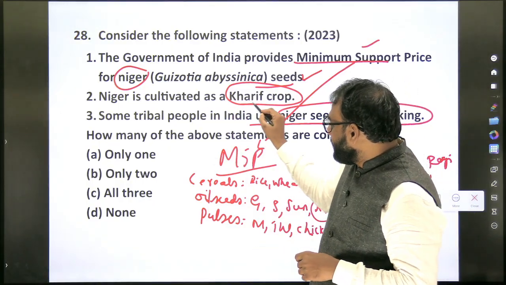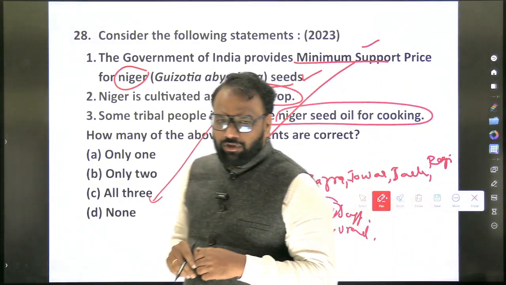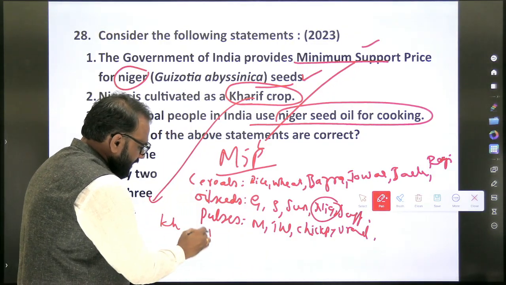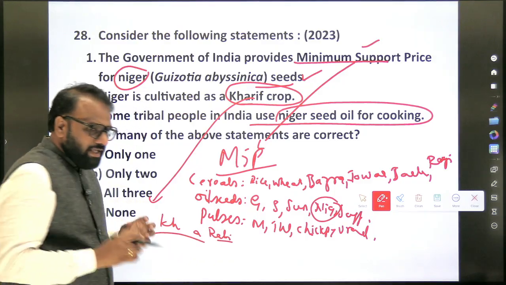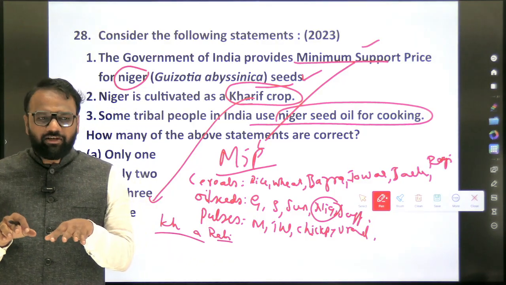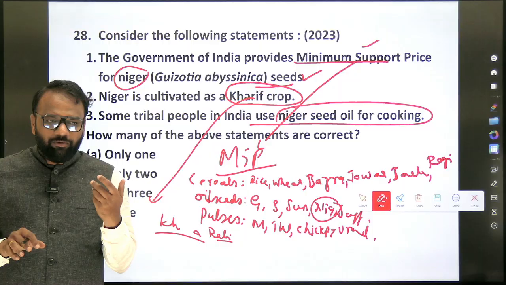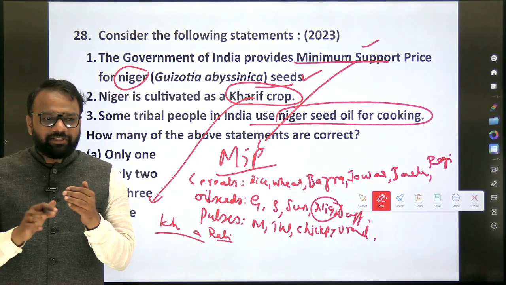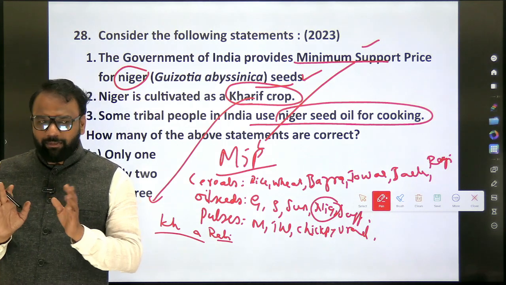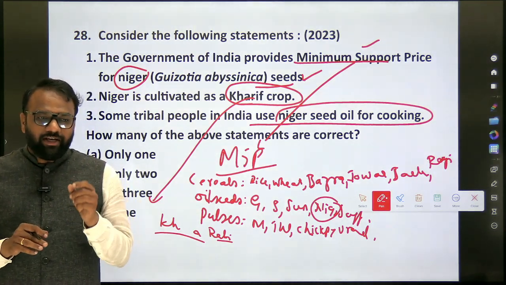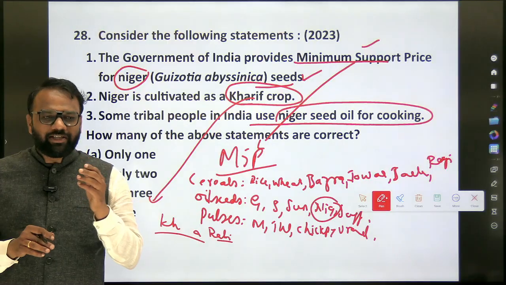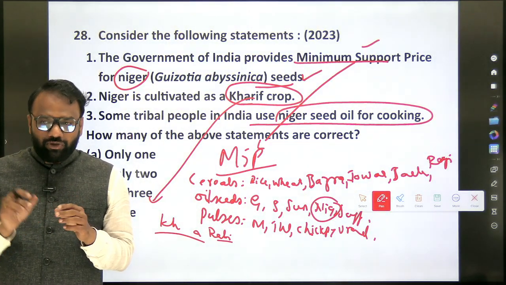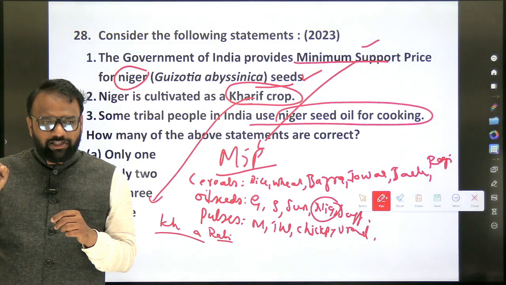Next, Niger is cultivated as a kharif crop. Again, this is very important. Already we have made the list under the agriculture topic, the list of kharif and rabi crops. There are some crops grown exclusively in the rabi season, and some grown exclusively in the kharif season. If a crop is missing in both, it means the crop is cultivated both as a kharif crop and as a rabi crop. Again there are small confusions: some crops in the northern part of India are grown as kharif crops, while in the southern part they are grown as rabi crops. I have mentioned those confusions in the notes, so you can go through them.